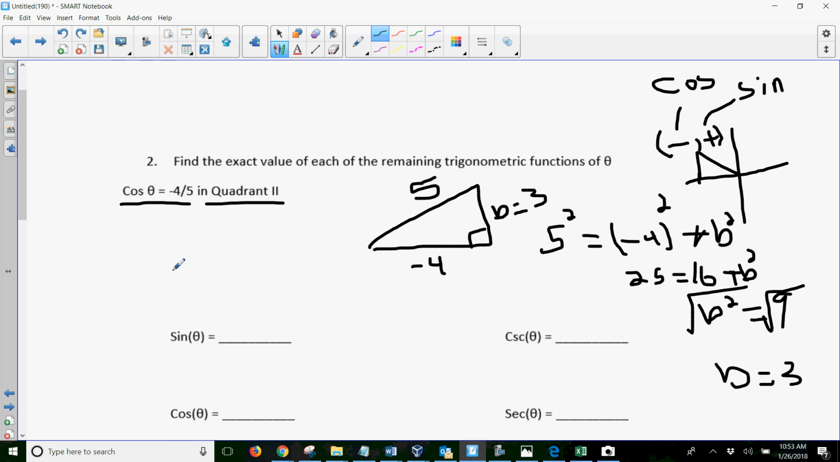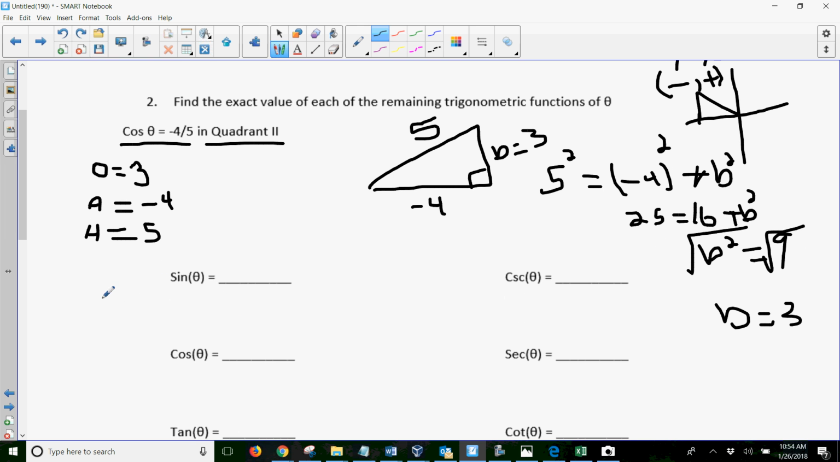Now we have all the pieces we need. Sometimes I'll just come over here and write opposite is equal to 3. And again, we know this is positive 3 because we are in the second quadrant. That adjacent is equal to -4. Again, negative because we're in the second quadrant and the x value is negative. And the hypotenuse, which is equal to 5. Okay? And then for the rest of these, we can just use SOHCAHTOA.